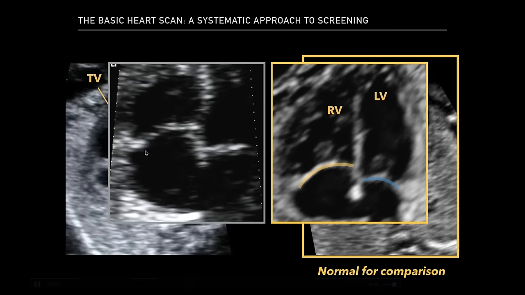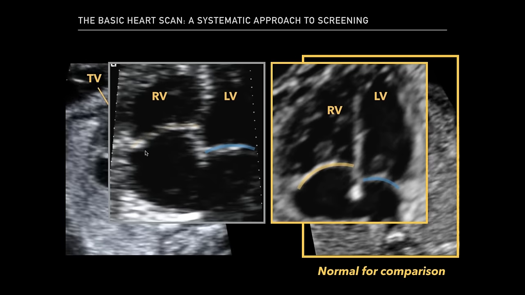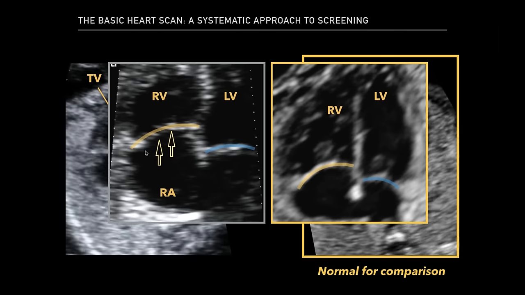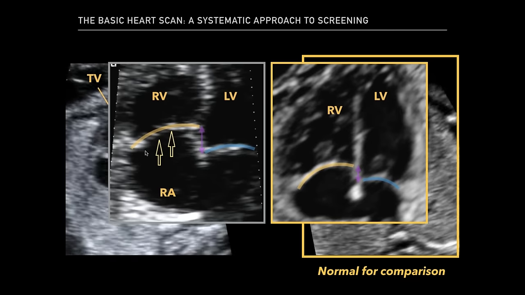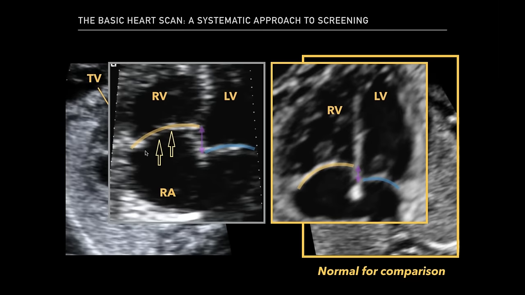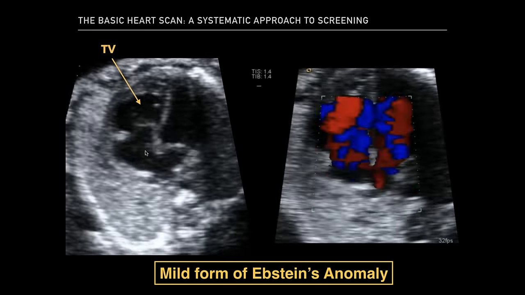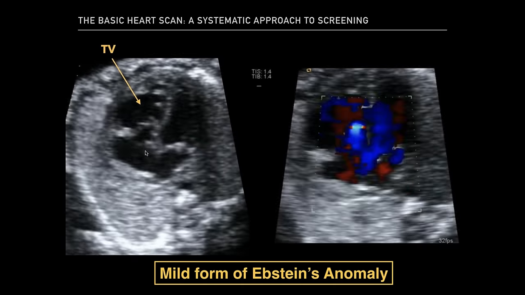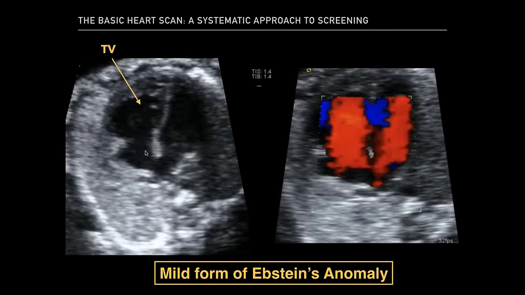Here we have the normal offset of the tricuspid valve. And in this case, you see the complete displacement of the tricuspid valve. Clearly you could see the difference. So this is abnormal. And with color Doppler, we're actually able to see the regurgitation due to the defective valve. So this ended up being a mild form of Ebstein's anomaly.